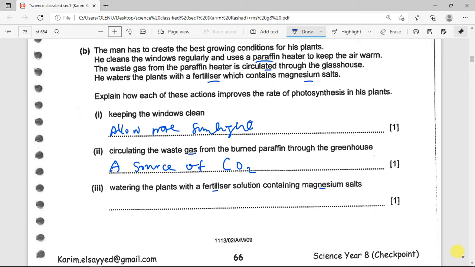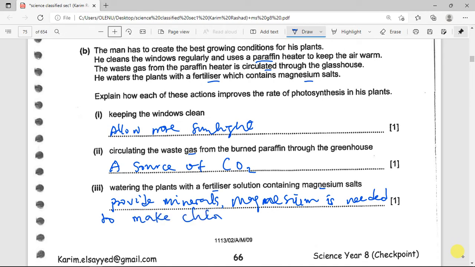So provide minerals, and magnesium is needed to make chlorophyll.